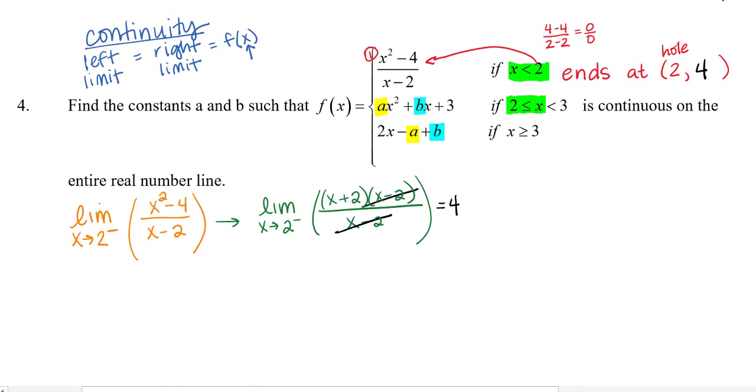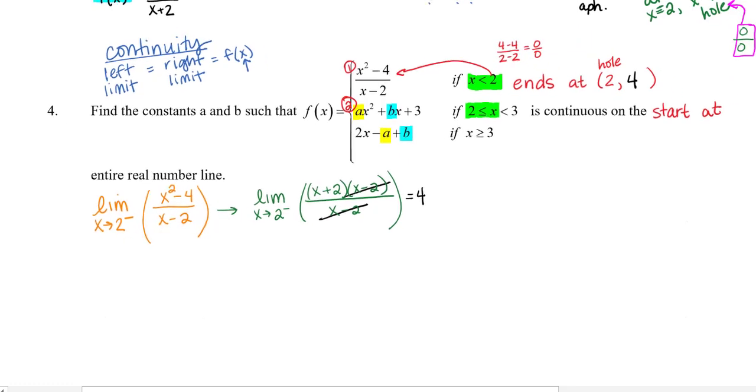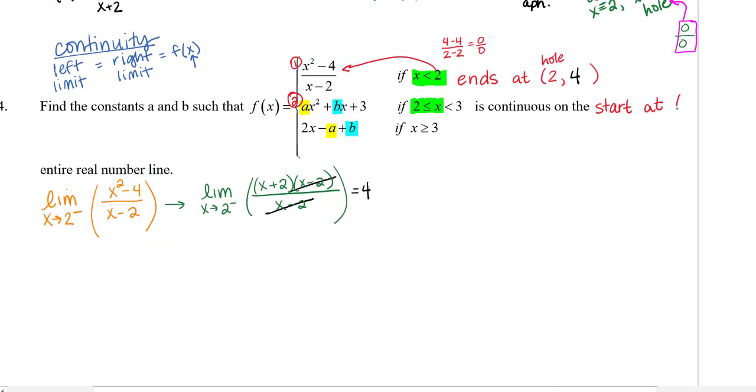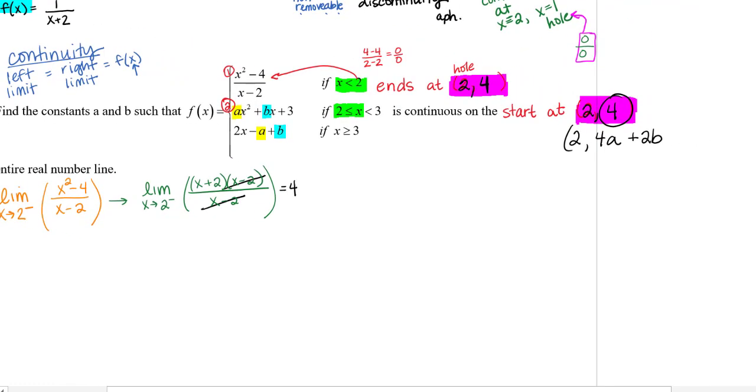So for my second piece here of this piecewise, I'll call it piece 2, that middle function there, I need this to start at 2 comma something. Make it so you can see that. And I need these somethings to be the same. So if this is a hole at 2, 4, I need this point to also be 2 comma 4. But if I substitute in the x value of 2 into function 2 here, I get 2 squared, so 4a plus 2b plus 3. I'm running out of space again.